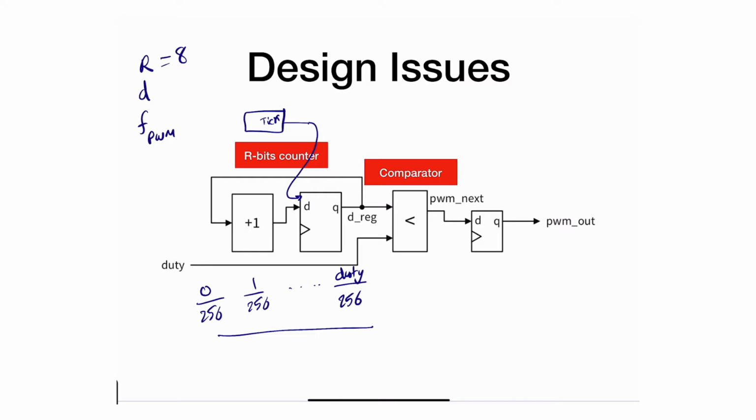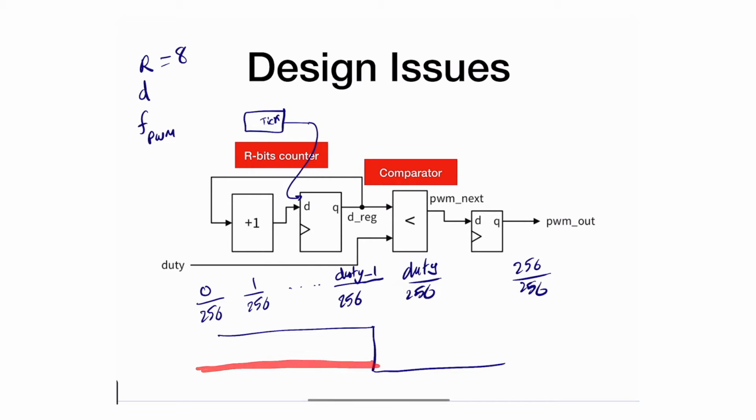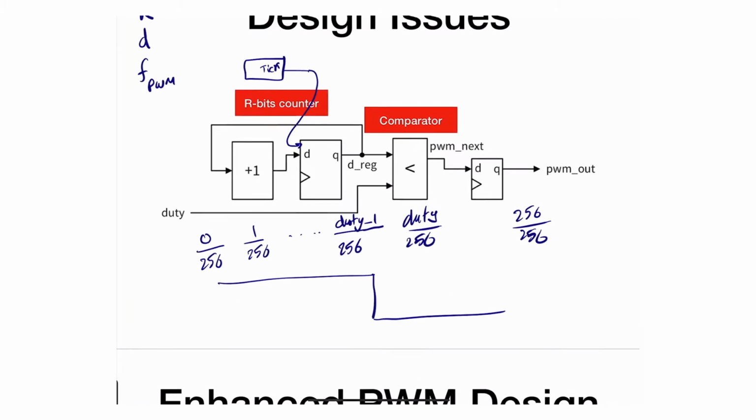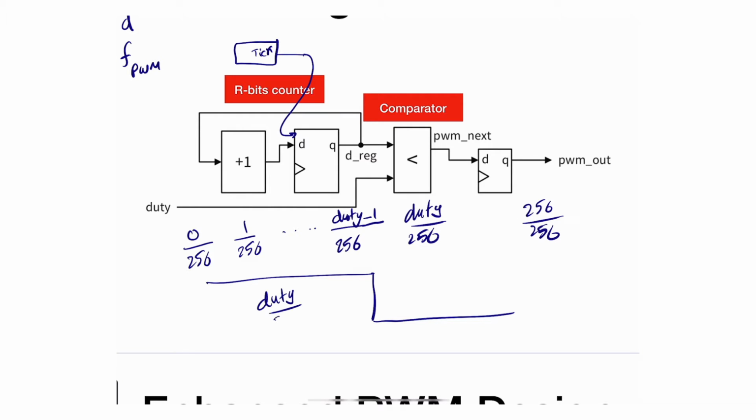Once you reach that particular value, specifically duty minus 1, because it's strictly less than, I'm not comparing when it's equal, so when it's equal I don't care about it. So we have duty minus 1 divided by 256. And if you think about it, then it continues all the way at 0 from duty divided by 256 all the way to hopefully 256 by 256. So the issue is the following: between 0 all the way to duty minus 1, I have duty numbers. So the duty cycle for this particular signal would be duty divided by 256.